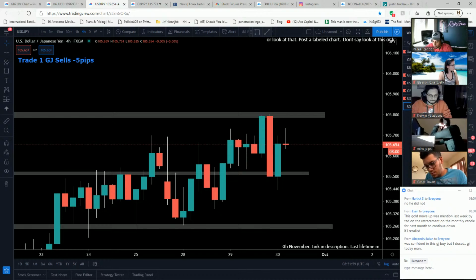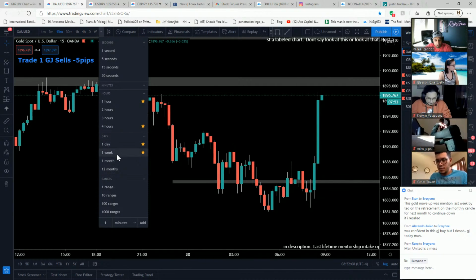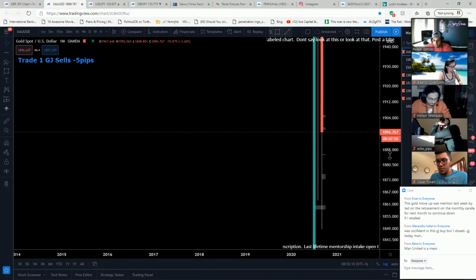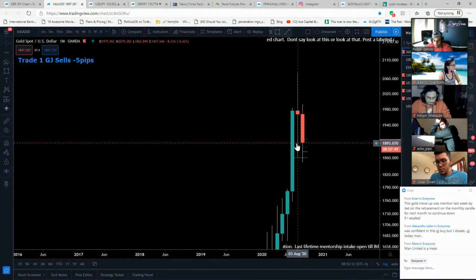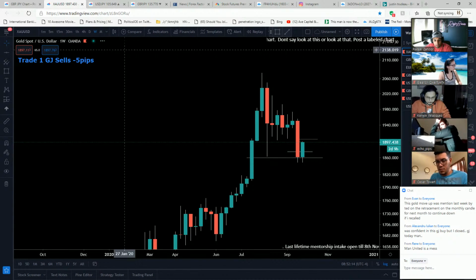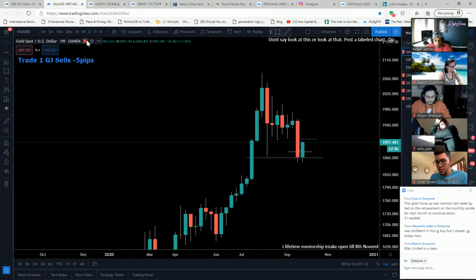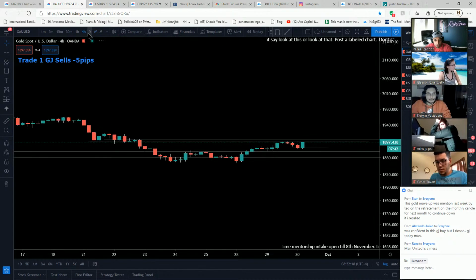This gold move up was mentioned last week by Ted, on the retracement of the monthly candle for the next month to continue down, if I recall. Let's take a look at the monthly here. Oh, rejection. The week is also rejecting from that level.